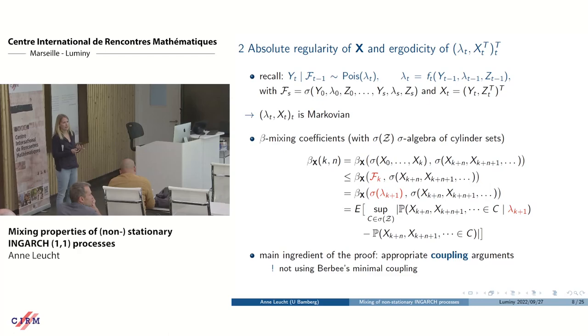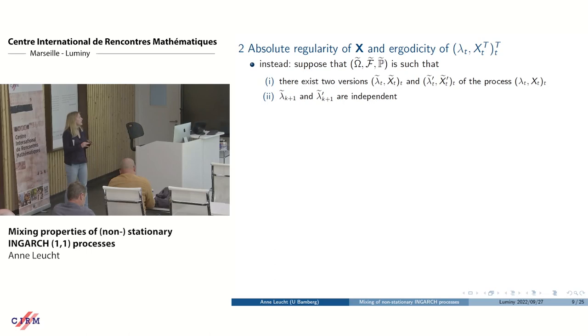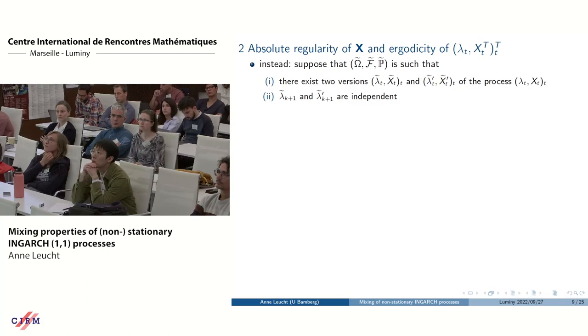We always assume that there is a probability space which is rich enough, getting now tildes. However, I will not pronounce the tildes, but I will write them all the time. And we assume that we have two versions of our original process, lambda and X, without prime and with prime. For these, we start to generate these processes independently, such that up to time k, lambda_{k+1} and lambda_{k+1} prime are independent. So this is far away from coupling so far.